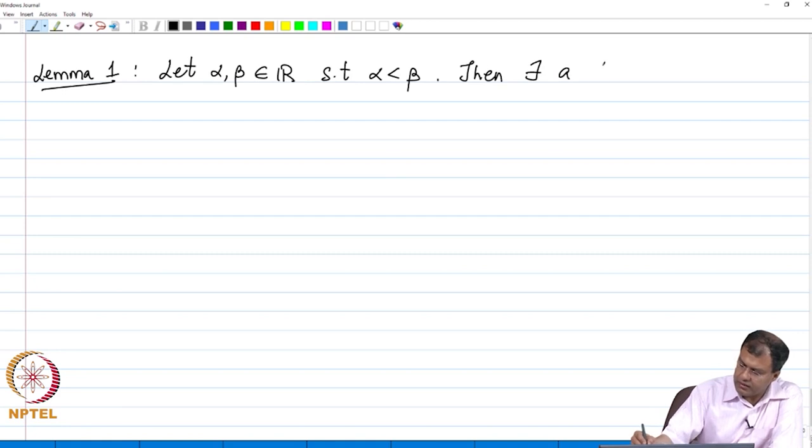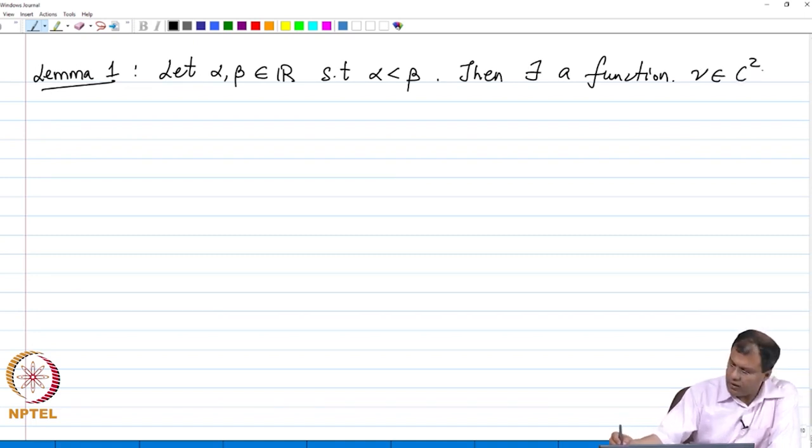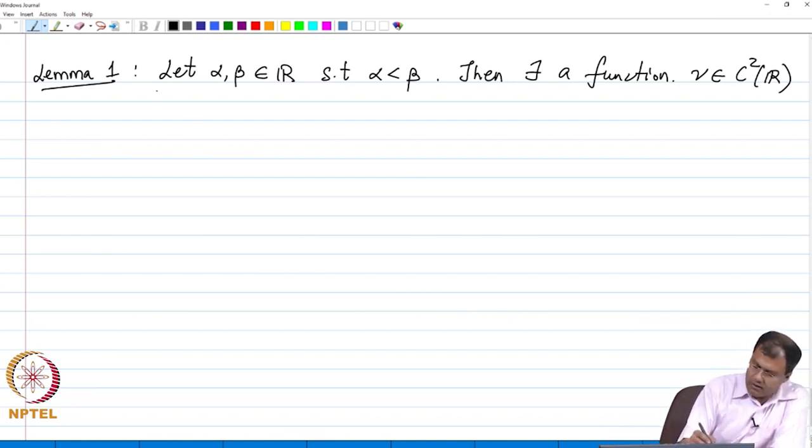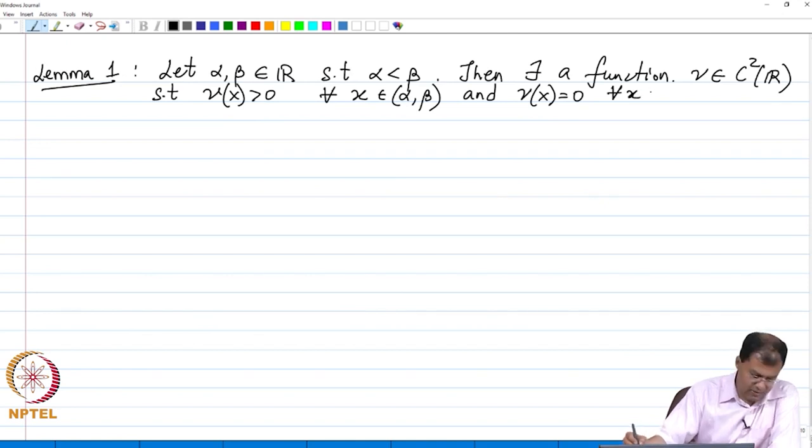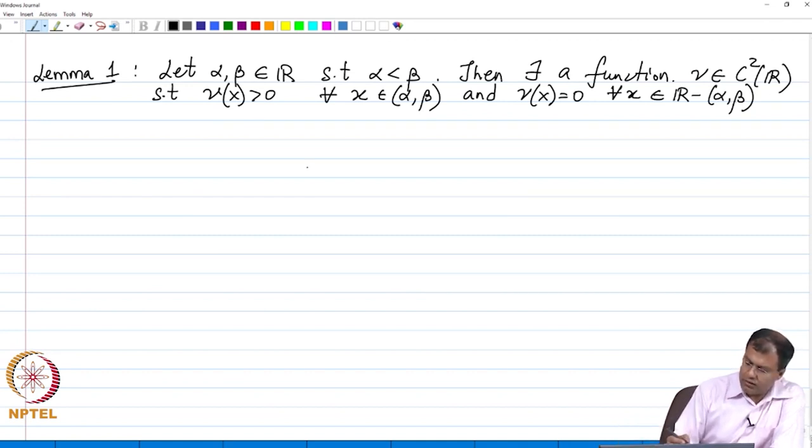Then there exists a function nu which is second order differentiable over the entire real axis such that nu is positive for all x inside this interval (alpha, beta), and nu of x is equal to 0 for all x in R minus (alpha, beta). So all this lemma says is that for any given real interval, I can always construct a second order differentiable function which is positive inside the interval and vanishes outside the interval.